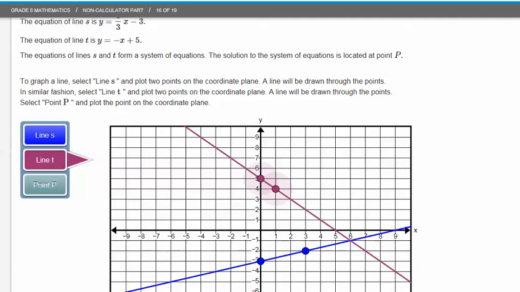Finally, it tells me that for point P, I select P and plot P on the coordinate plane. The equations of line S and T form a system of equations. The solution to the system of equations is located at point P. The solution is where the two lines intersect. Right about here.